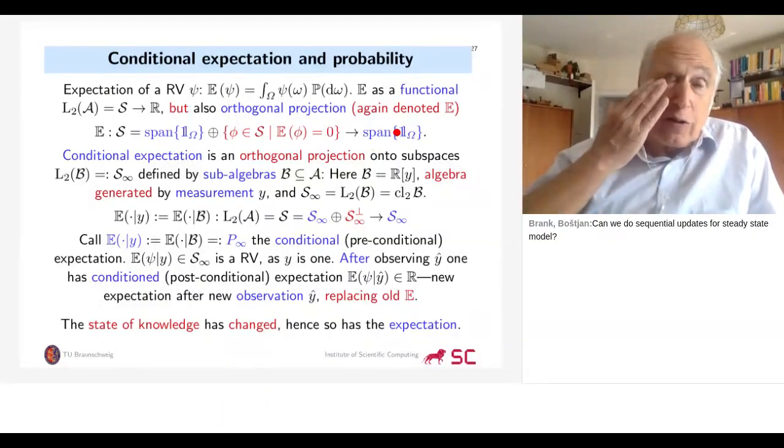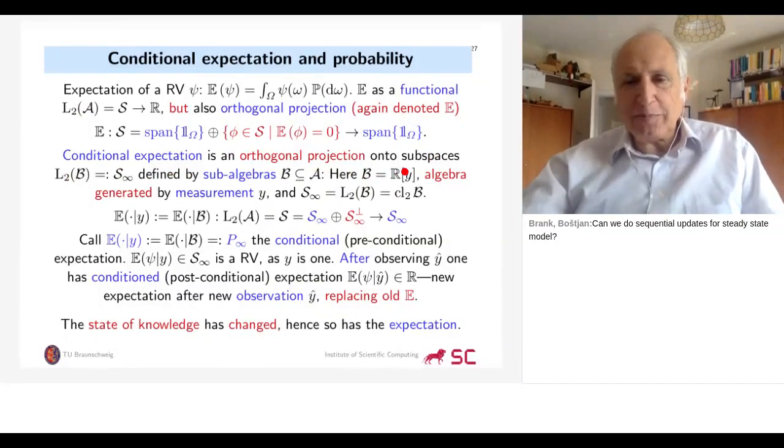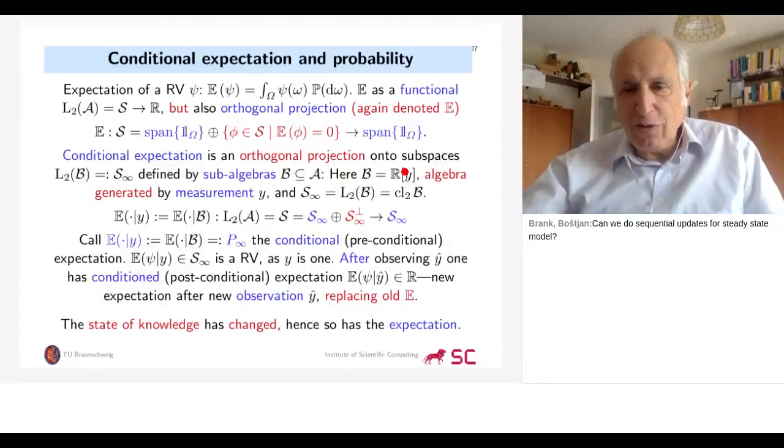Okay. And Kolmogorov took this as a lead to define conditional expectation as a conditional projection onto a subspace, which I call S infinity here, which is defined by a subalgebra of our algebra of random variables. So the algebra of random variables gave us this space here, L2, which was a completion in L2 now. Here we take as algebra the algebra generated by the observation, by the measurement. Okay, so all functions, and then we take the completion of that. So we take all functions of the measurement, so all random variables which are functions of the measurement. And that's the space we project onto.